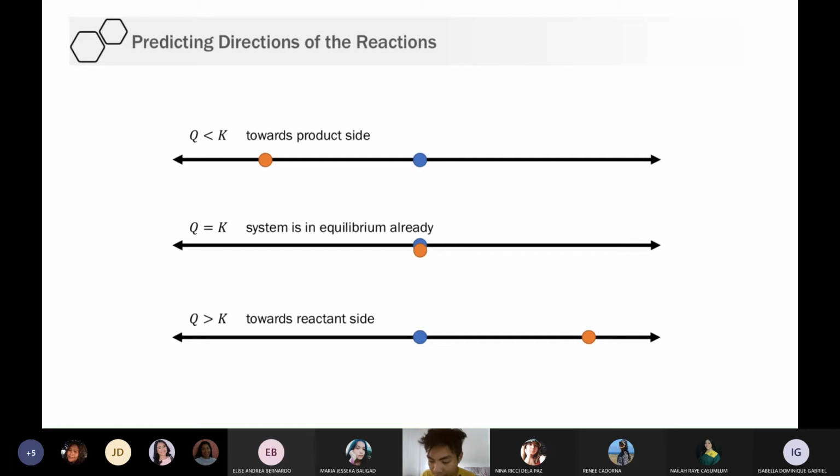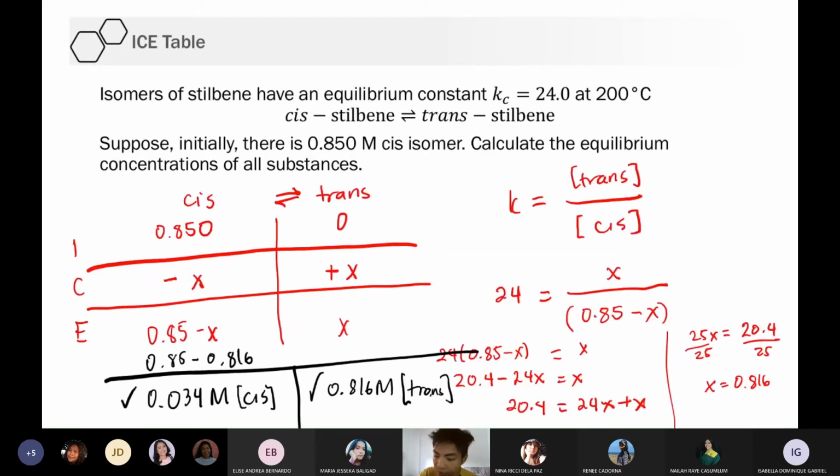So in our case, Q is less than K, because Q was 0 earlier when we solved it. Since Q is 0, and K is 24, that means the reaction is going to the product side. Hence, the x for the products should be positive. So, positive x for the product, negative x for the reactant.